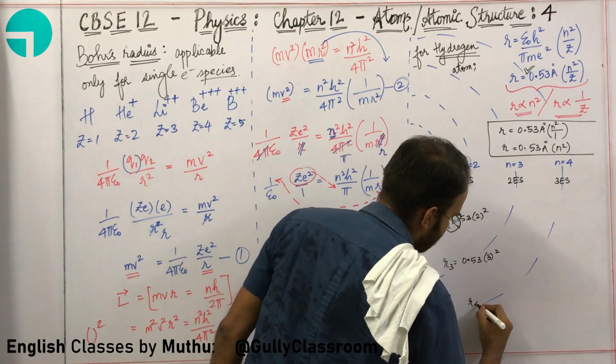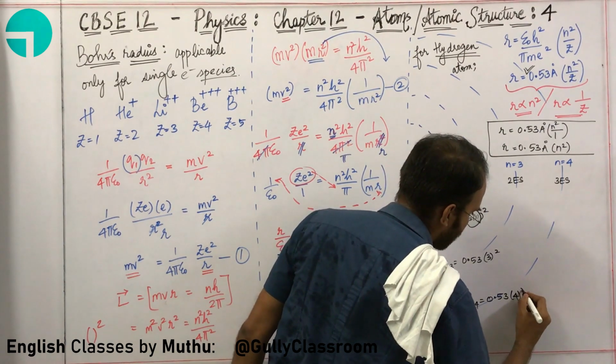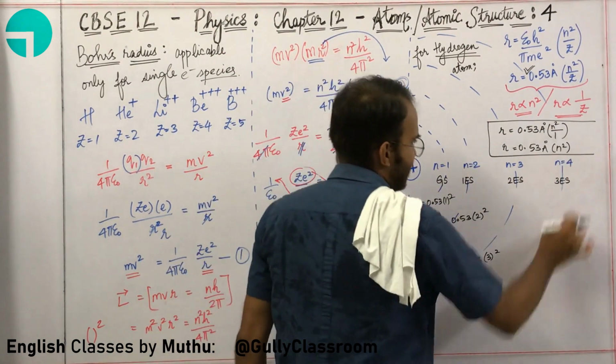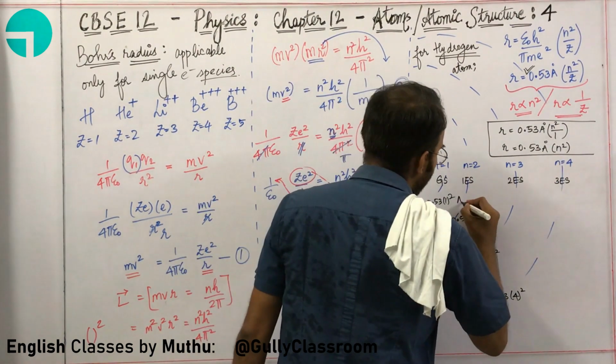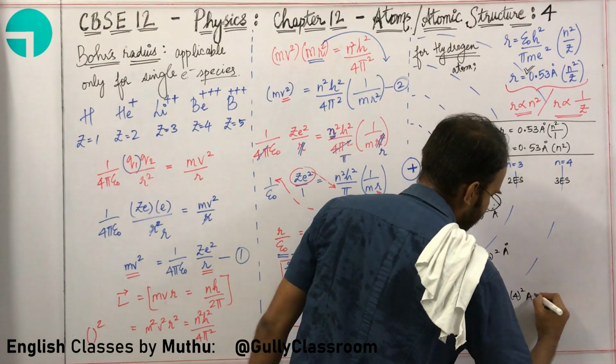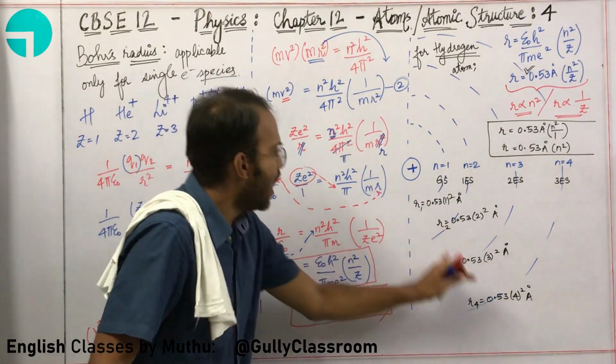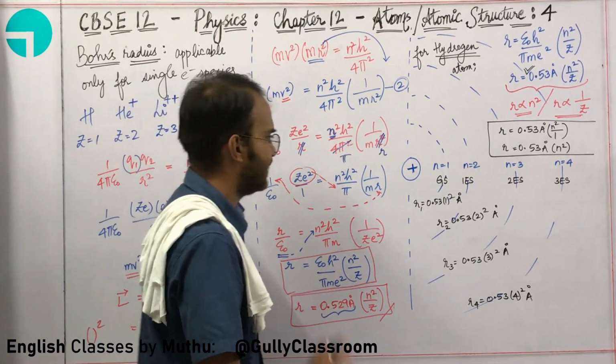What about the next one? R4 is equal to 0.53 into 4 square. Why? Because here n is equal to 4. Here all the radius values are measured in angstrom. Are you comfortable with this particular derivation?